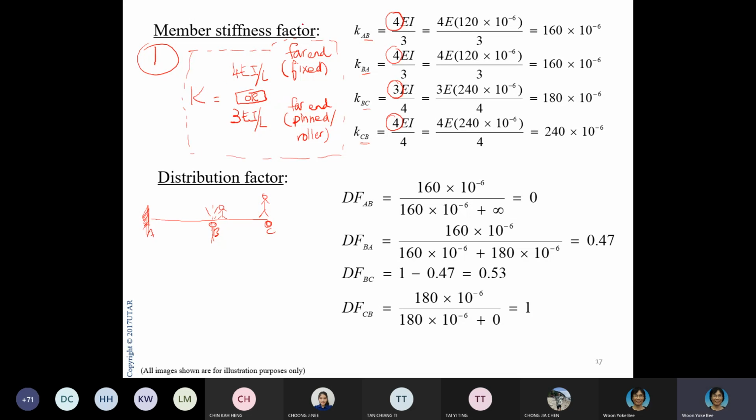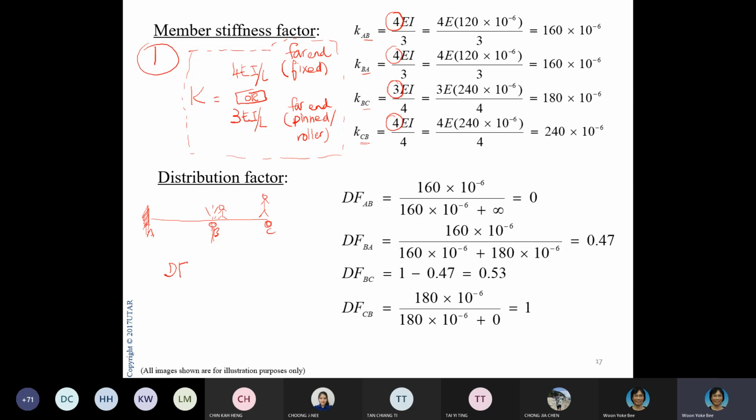Don't remember anything, but this is very important. Okay, so once we have established the member stiffnesses, then what do we do? We will establish how much of these moments will be distributed to each and every member. So we establish the distribution factor.